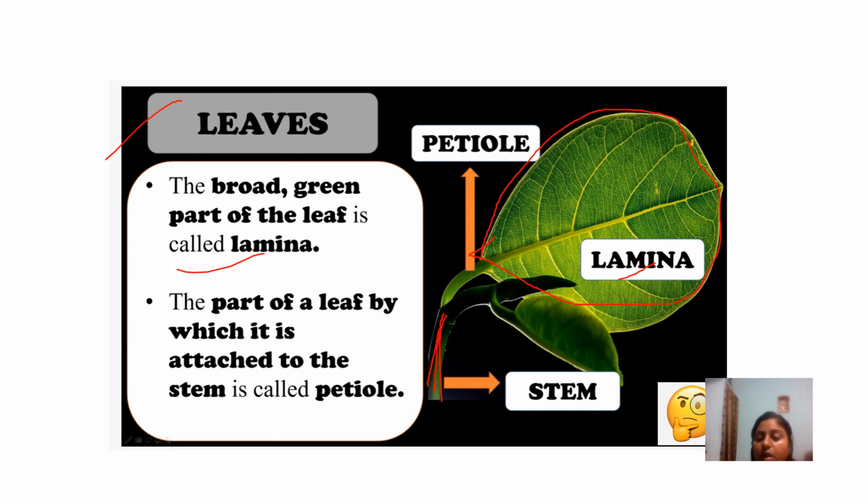Students, see here, the broader part of the leaf is called lamina. The part of a leaf by which it is attached to the stem is called petiole. I already told you that the part which is attached to the stem is called petiole. See this part.